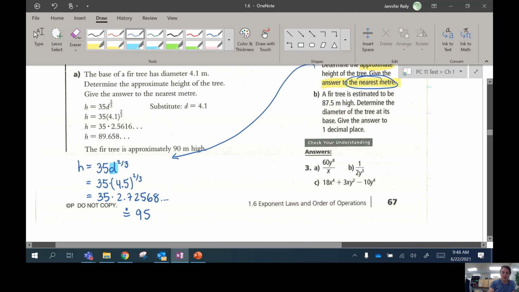And notice I use this little dot on the top, meaning that it's not exact, it's like an approximate answer. And that's how tall the tree is. The tree is 95 meters tall.